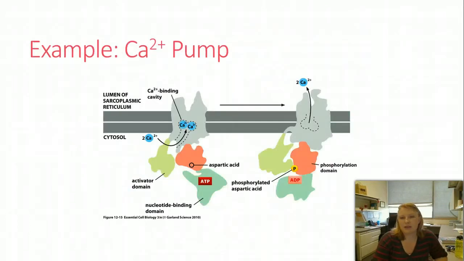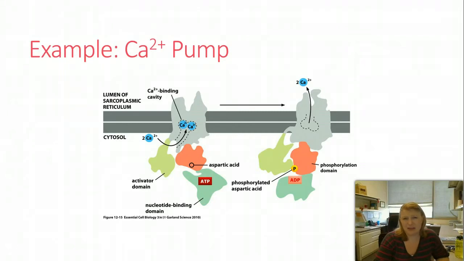Another example, and this is a uniport, is the calcium 2 pump. Now it works in pretty much the same way. As you can see, ATP comes in, uses the breaking of that phosphate to cause a conformational change, which releases calcium into, in this case, the sarcoplasmic reticulum, which is similar to the endoplasmic reticulum, but in cardiomyocytes. It's a very similar process, conformational shifts and everything like that, but it's a uniport.